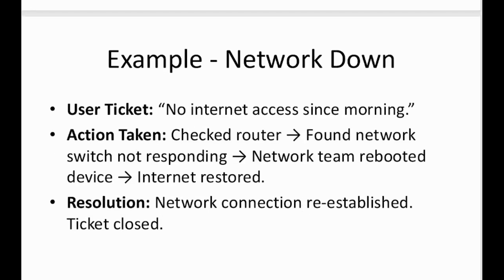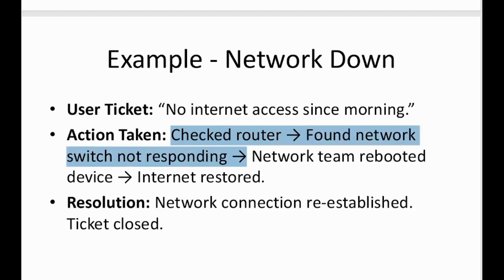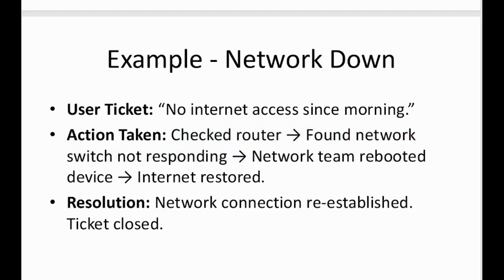Example: a user ticket like no internet access since morning. The action taken is to check the router, and found the network switch not responding. Once you check the router, if you find that the network switch is not responding, then the network team rebooted the devices, and the internet will be restored. So the resolution will be that the network connection is reestablished and the ticket will get closed.